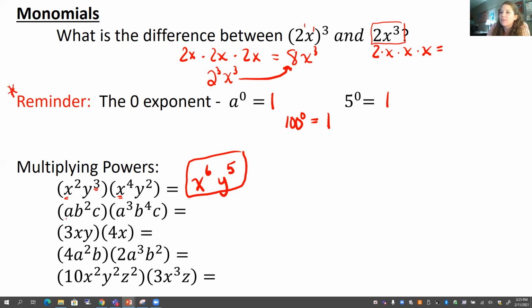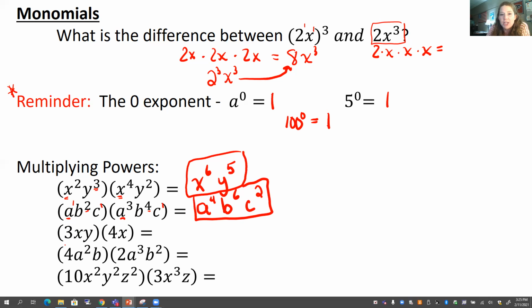All right, so here we're going to find the same base. Now don't forget, I don't see an exponent, which automatically makes it a 1. So we have the base of a, and 1 plus 3 is 4. So a to the 4th. We have a 2 plus 4, so b to the 6th. And then c, 1 plus 1 is c squared. And that's the second one.